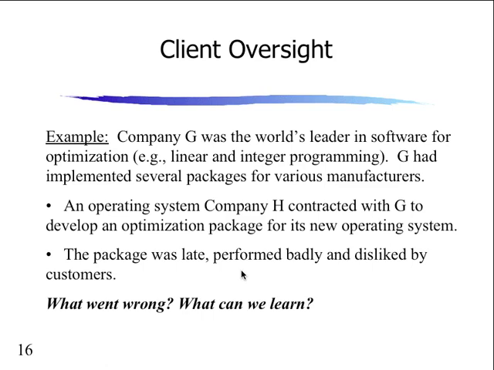So, client oversight. Another reason why I mentioned that example. Company G is the world's leader in software for optimization, let's say linear integer programming. G had implemented several packages for various manufacturers and operating systems. Company H contracted with G to develop an optimization package for their new operating system. The package was late, performed badly, and was disliked by customers. Wrong audience, wrong customers. But perhaps if they had sold it to the right company for the right purpose, they would have been successful.